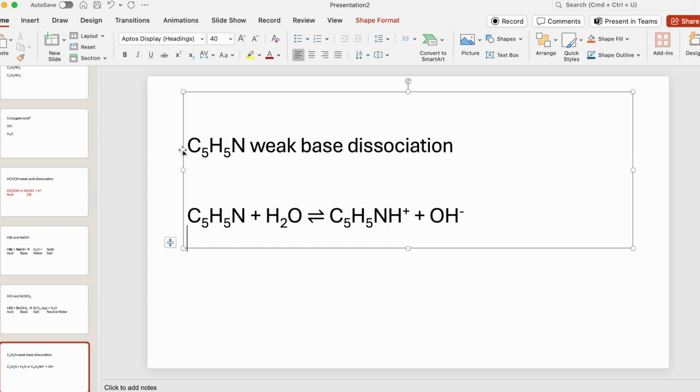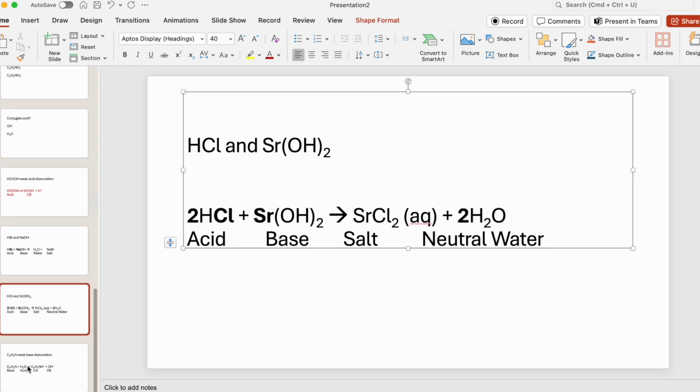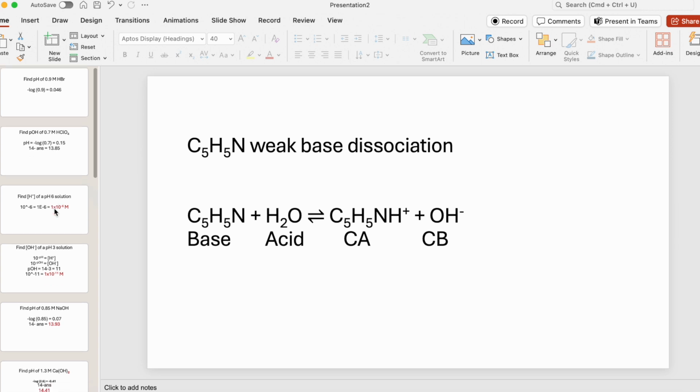Moving down, this is your base. This water here actually acts like an acid. There has to be 1 acid and 1 base on each side. That's basically what this means. This one is a conjugate acid, and OH minus here is our conjugate base because you took the H off the water to make your conjugate base. So there you go. That's how you do neutralizations. That's also how you do conjugates.